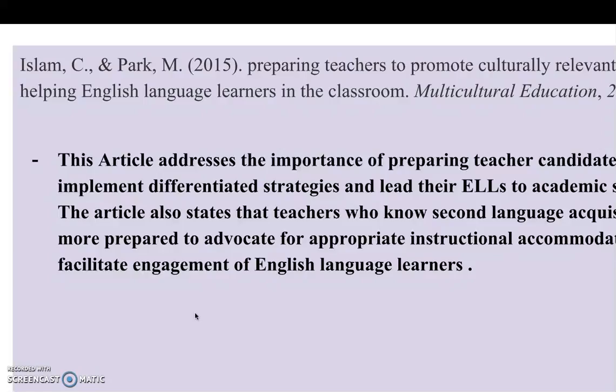As a reference to Eslami C. and Park M., Preparing Teachers to Promote Multiculturally Relevant Teaching, Helping English Language Learners in Classroom, Multicultural Education. This article addresses the importance of preparing teacher candidates to implement differentiated strategies and lead their ELLs to academic success. The article also states that teachers who know second language acquisition are more prepared to advocate for appropriate instructional accommodations to facilitate engagement of English language learners.